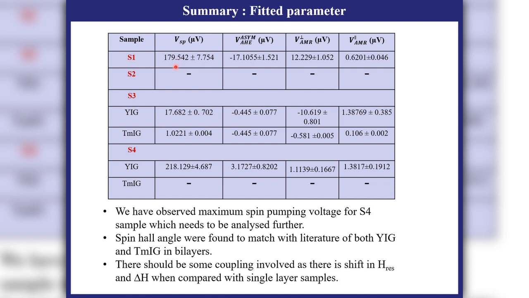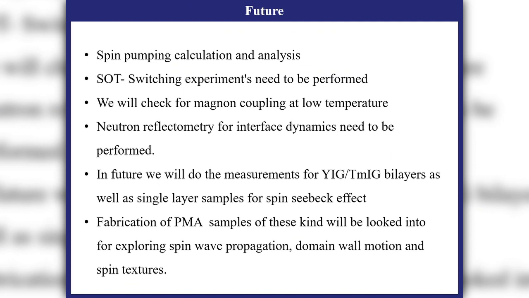So these are quite interesting spin pumping voltages of the different samples. When compared with the S1 and S4, the YIG on the TMIG has more spin pumping voltage, which was quite interesting to know. But we are yet to analyze more of the single TMIG and other values to find out the spin mixing conductance and spin Hall angles. And also when we compared the H resonance and delta H of the single layers with the bilayers, there was a major shift in those with the bilayers. So this indicates couplings, so we have to find out those also. So we need to complete the spin pumping calculation and analyze them.